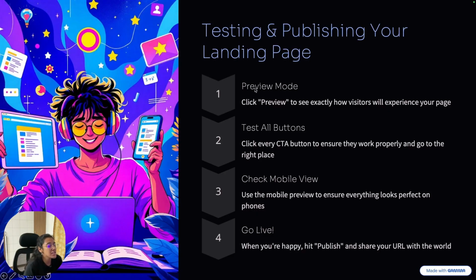Now, next, once you have published your page, you must test all the buttons whether they are working or not. So you click the preview to see exactly how the visitor is going to click the CTA button to ensure whether they are working properly. We have already checked it. Check the mobile view. You should always check the mobile view whether it looks perfect on any kind of phone, small screens also. And then you are happy and you can hit publish and you can share the URL with the world.